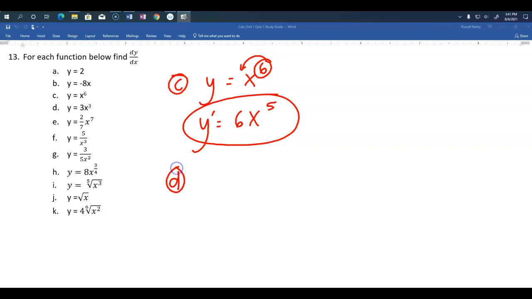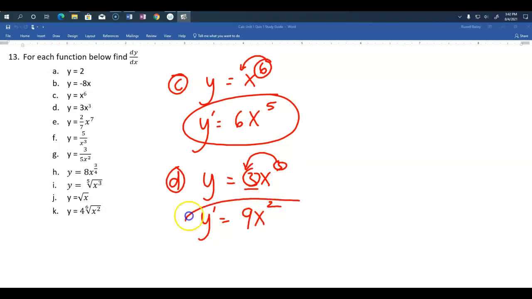Part D adds an extra layer, in that this one already has a coefficient of 3. So all that means is that when you take that power and put it in the front, what you're going to actually do is multiply it. So 3 times 3 is 9, but you still just take 1 away from the power. So that would be the power rule for that one.